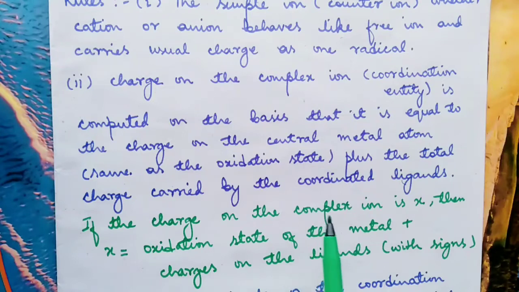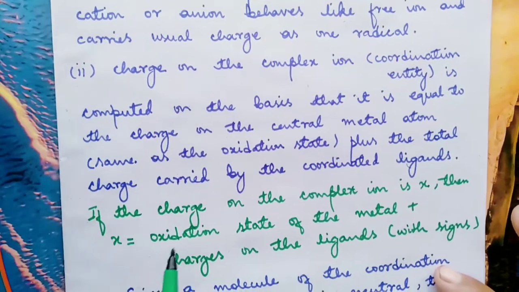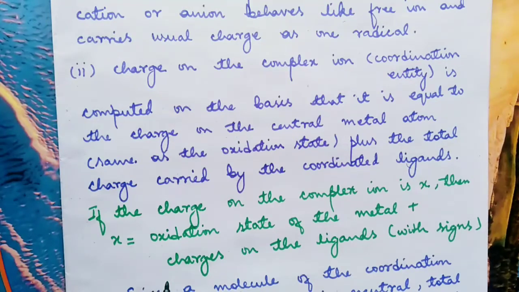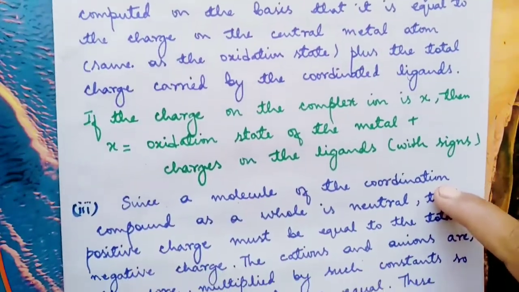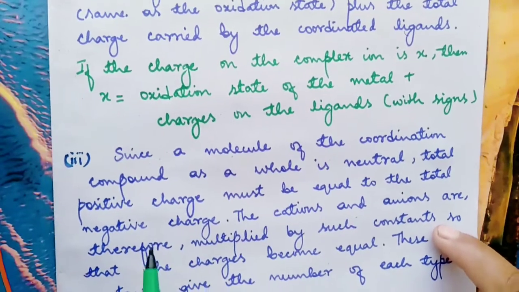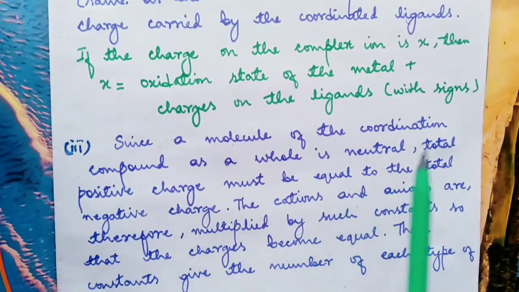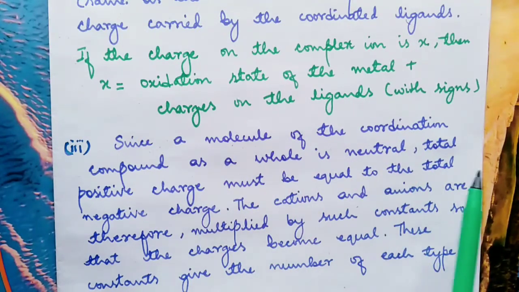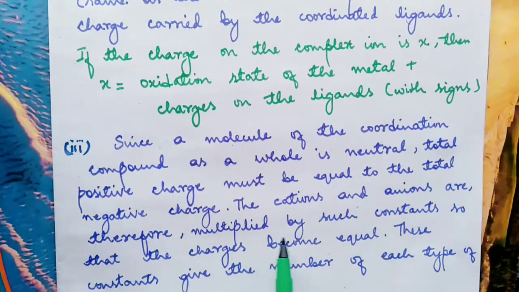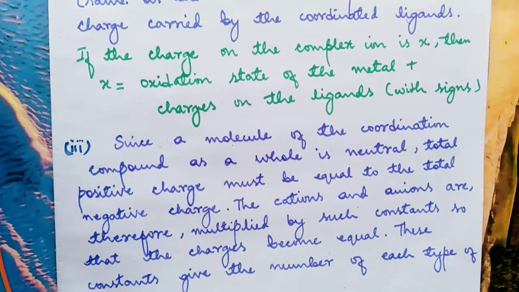So if the charge on the complex ion is X, then X would be the sum of the oxidation state of the metal and the charges on the ligands. We come to point 3. A molecule of the coordination compound as a whole is neutral. So the total positive charge must be equal to the total negative charge. So the cations and anions are multiplied by such constants so that the charges become equal. These constants give the number of each type of ions. As of now, you might not understand this, but when we come to the sample problem, you will understand it better. So let us come to the sample problem.